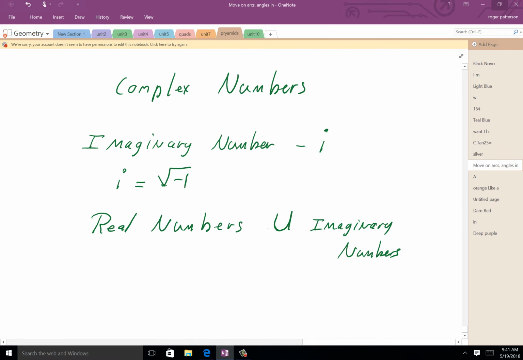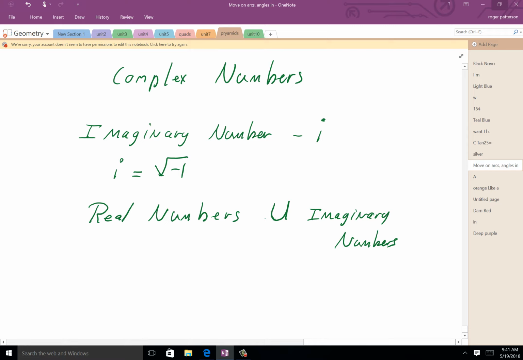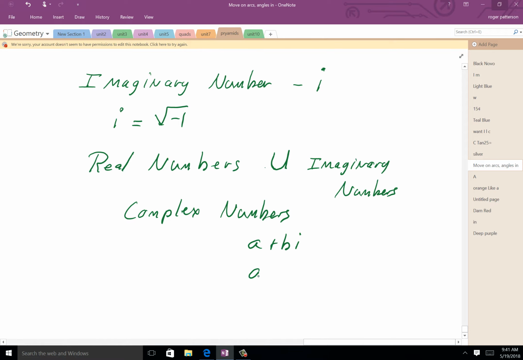We're putting them all together in a great big pot like you're making stew or chili, with all your ingredients in there. So you have all the real numbers and all the imaginary numbers. This is called the complex number system. A complex number will take on the form a plus bi, where a and b are real numbers.